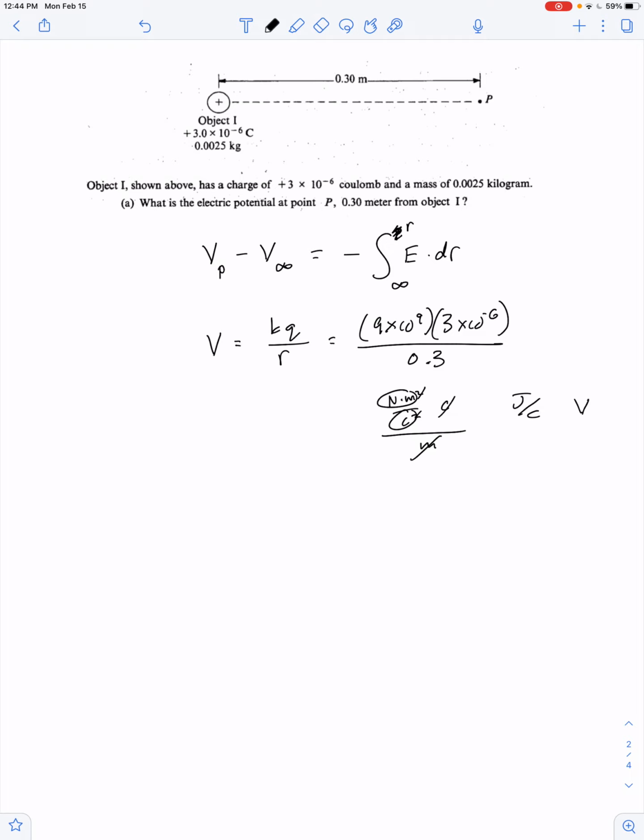Okay, so 10 to the negative 6 and 10 to the 9th just gives us 10 to the 3rd. 3 times 9 gives us 27. So we've got 27,000 divided by 0.3. 27,000 divided by 3 would be 9,000. So 27,000 divided by 0.3 would be 90,000. There we have it. V is equal to 90,000 volts.